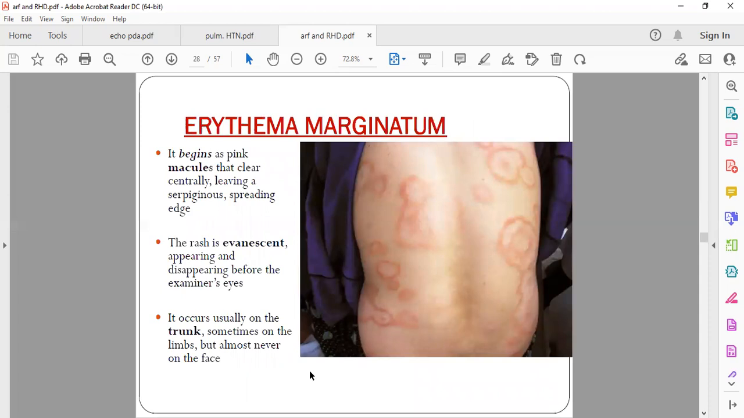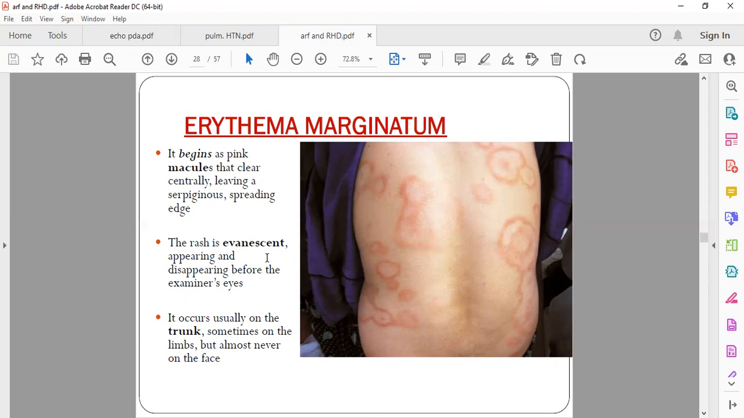Erythema marginatum is one of the other major manifestations seen in rheumatic fever, where there is a formation of macules. A pink macule forms, and it starts clearing centrally, so that there is a gap formed there. It's called erythema marginatum. The erythema is seen only in the margins, and the rash is evanescent.